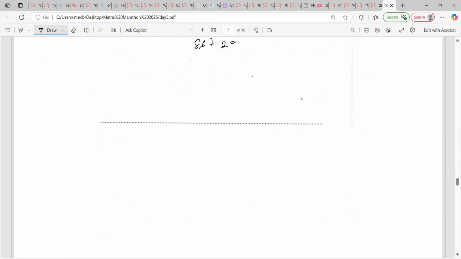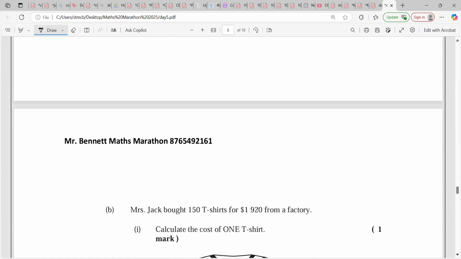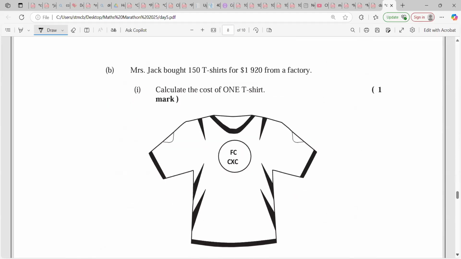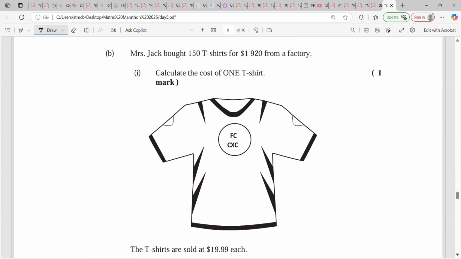Let me see if we can do one more. And run so fast. Alright. Mrs. Jack bought 150 t-shirts for 1,920 from the factory. Calculate the cost of one t-shirt. And the t-shirts are sold at 19.99.